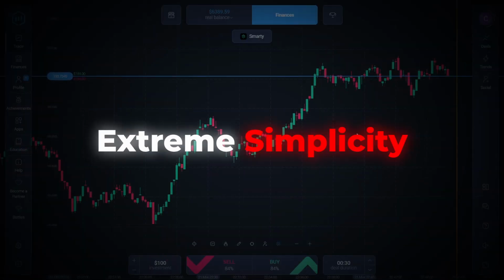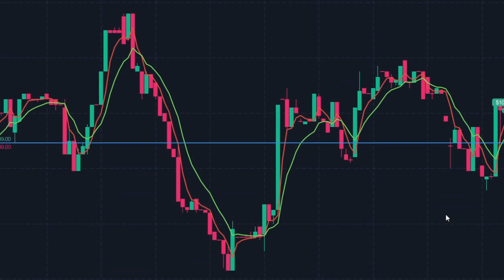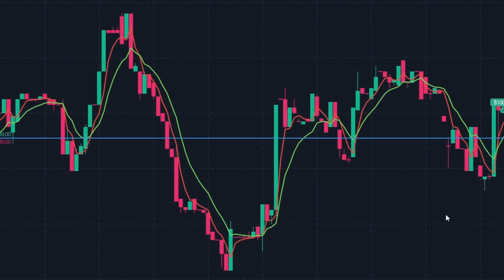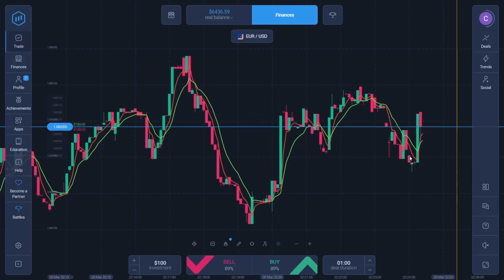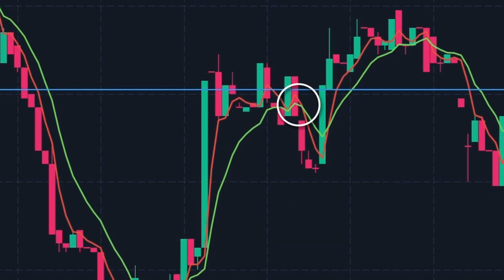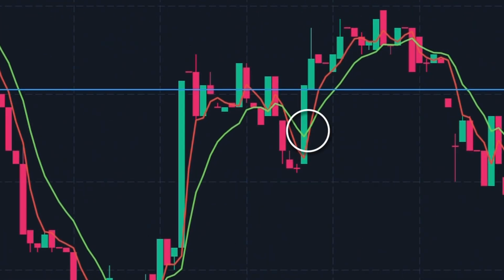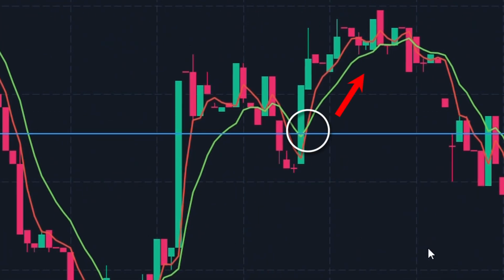However, because of the extreme simplicity of this strategy, using only these 2 indicators can sometimes be somewhat risky. If we look at this market, here we can see that even though the indicators signaled a sell trade initially, the market changed its direction after a few seconds and went upwards.